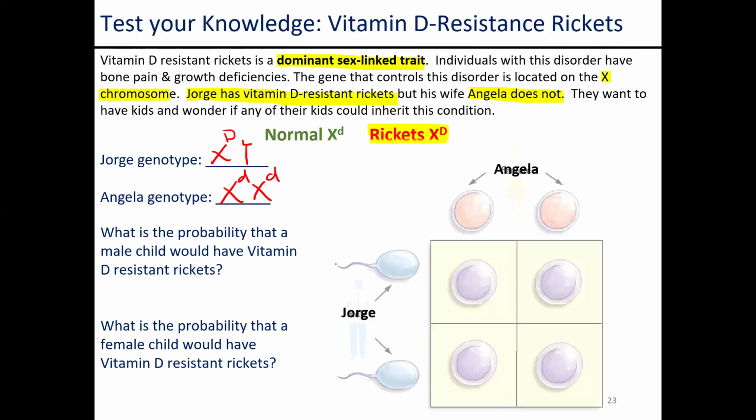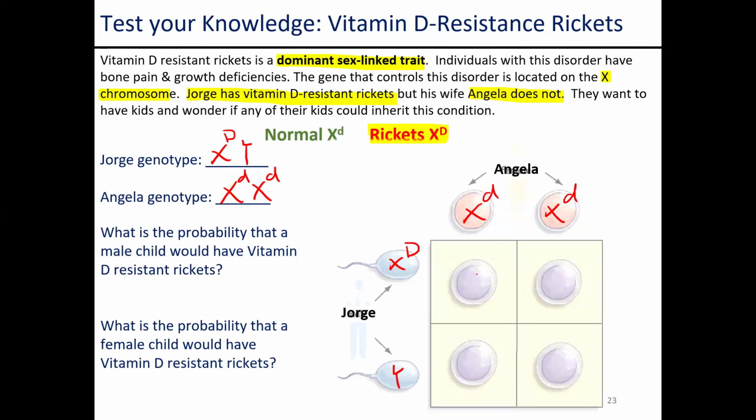So now that we have this, we're going to go ahead and fill out our Punnett square. So Angela, X, X, George, X, Y. And then we're going to fill out the genes for rickets. Angela is normal, so we have little d. And George is going to be dominant, so he has it. So in this case, big D. Now we're going to go ahead and do that Punnett square.